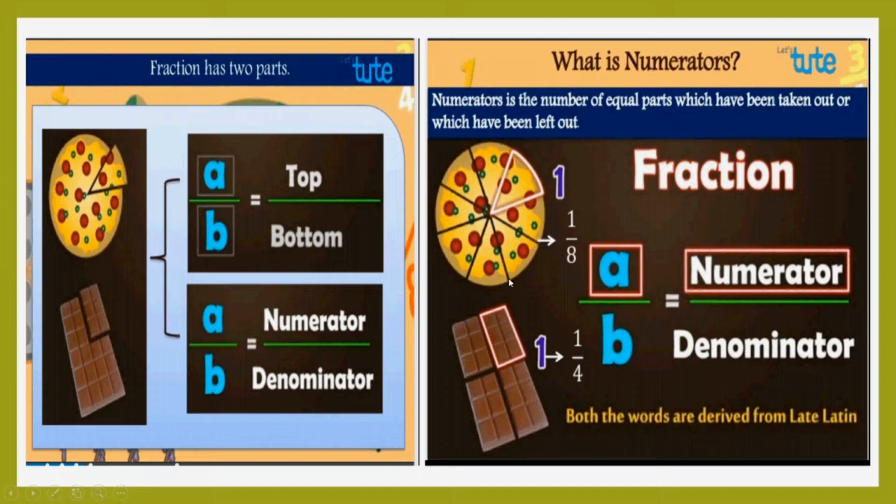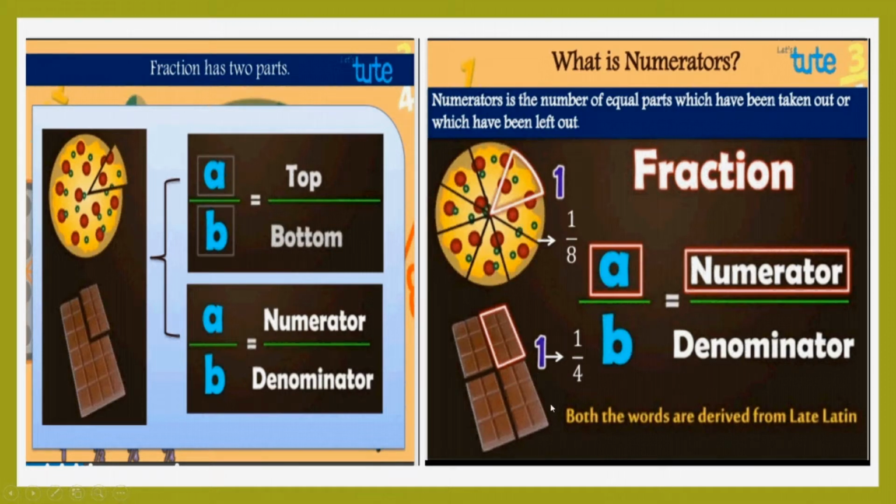Here, the total number of parts will be written as the denominator. In this example, we can see the pizza has been cut into 8 parts. So here, the total number of parts we have written as the denominator, and out of 8 parts, we have selected one part. The part which we have selected or which are left out is written as the numerator. So here, the numerator we have written as 1.